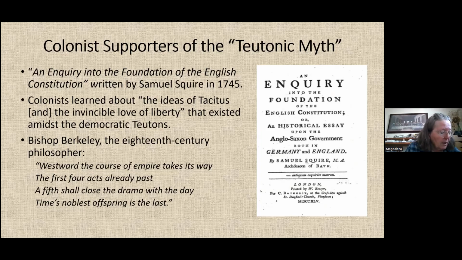Bishop Berkeley, the 18th century philosopher, wrote a poem. This is part of it. We're talking about westward expansion for the United States. "Westward, the course of empire takes its way. The first 4 acts already passed. A 5th shall close the drama of the day. Time's noblest offspring is the last."